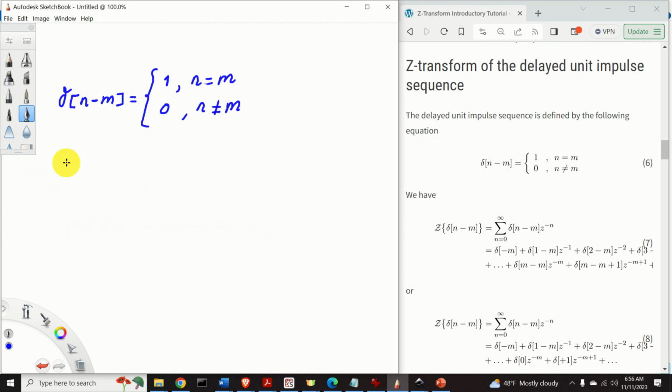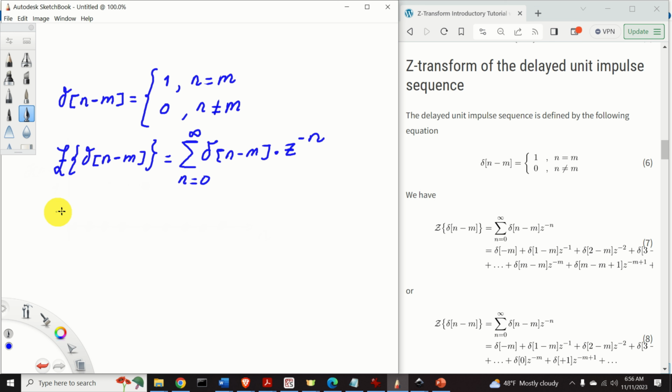To compute the z-transform of this sequence, we apply the definition. We need to compute z of delta n minus m. This is equal to the sum where n goes from 0 to infinity of the general term, delta of n minus m, multiplying z to the power minus n.